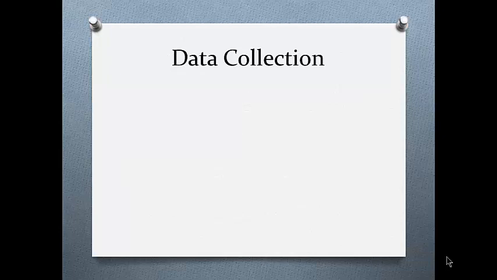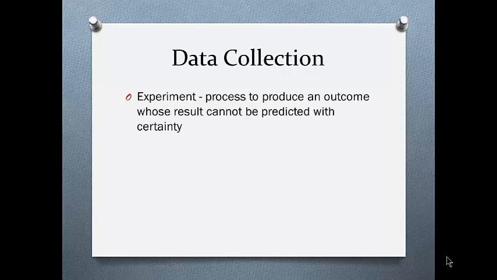Now, in order to do either inferential or descriptive statistics, we do have to collect data to be able to make these predictions or make these conclusions. Now, there are several ways we can do that. One is to make up some type of experiment, some type of process to produce an outcome where the result cannot be predicted with certainty.